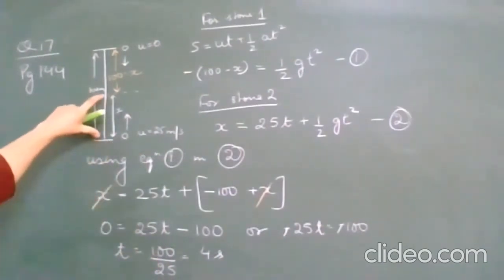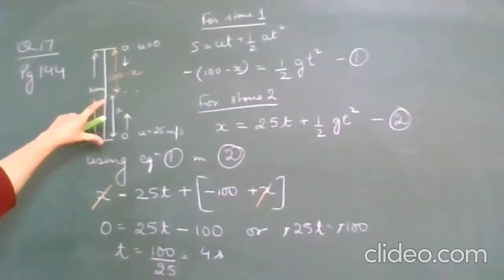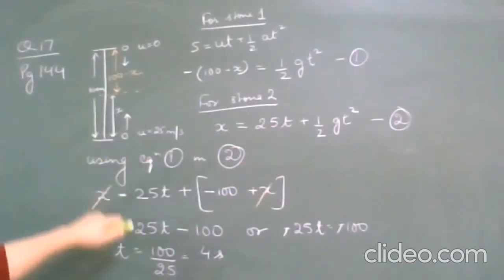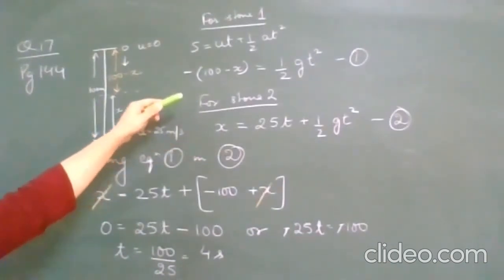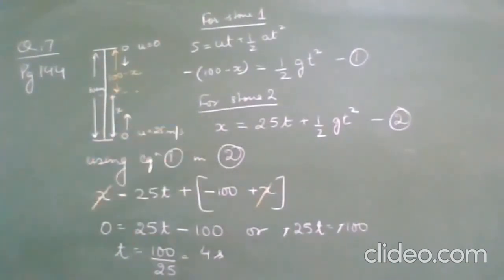Now, where are they going to cross each other? This height x can be calculated by putting the value of t in either of these equations. You can put the value of t in either of these equations and you can calculate the value of x, where they are going to cross each other.